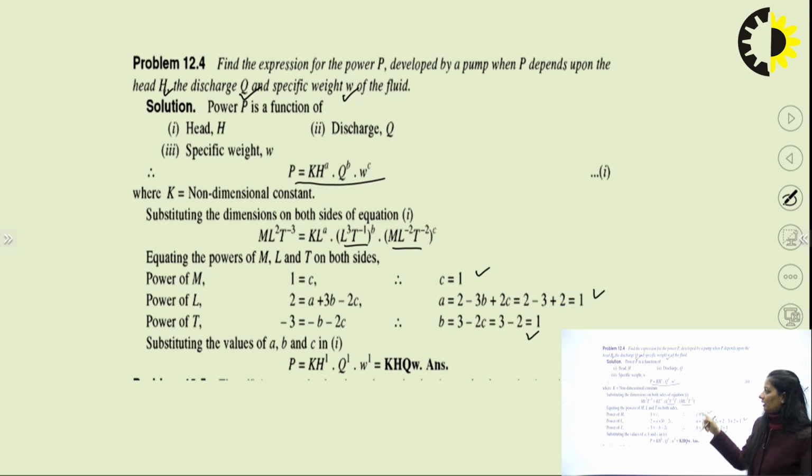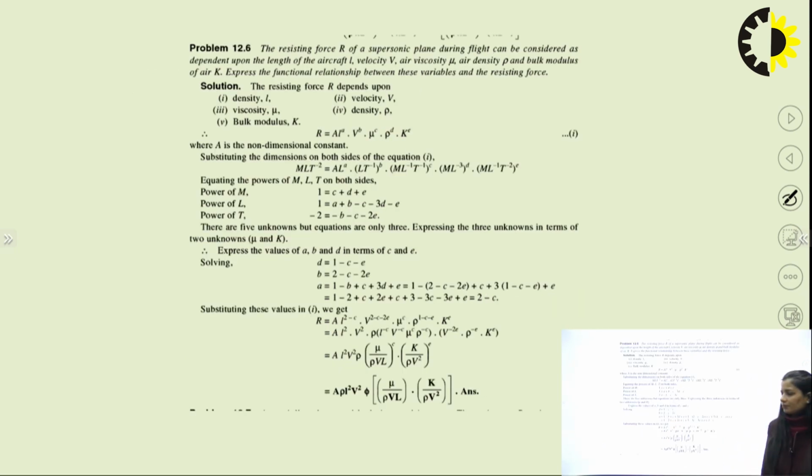So after writing all the values of exponents in that particular equation, what you are going to get is power equal to K, where K is constant, K multiplied by H multiplied by Q and multiplied by specific weight. So this will be the answer for this particular equation. Okay. Now there is another question.